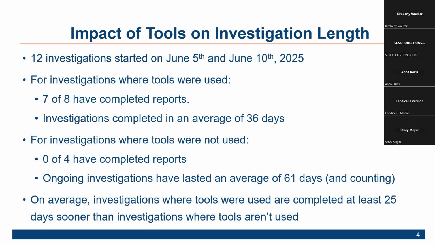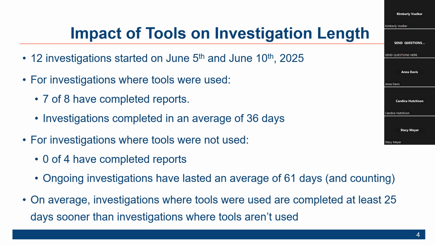So the impact of tools on the investigation length. We looked at the investigations that started on June 5th and June 10th. We have them in our sample size because, by coincidence, it would seem that those investigations all were of similar length and about similar allegations. And when we say 12 investigations, I do want to flag each investigation is a bundle of up to 15, and sometimes slightly more than 15, complaints. So it's not 12 complaints, it's 12 investigation bundles.